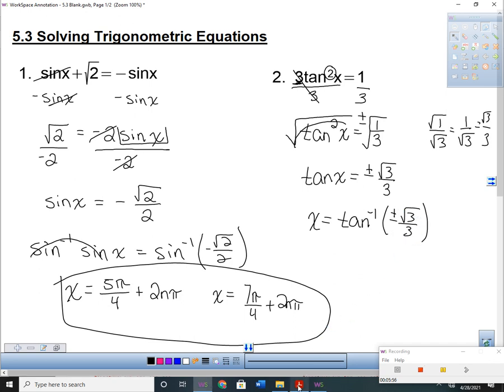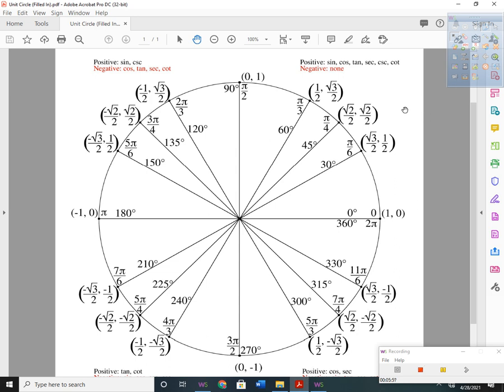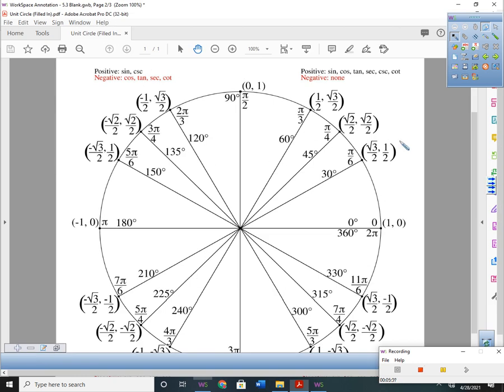So if you go to your unit circle, remember if you've written these down on your unit circle before, that means that this angle has, this is square root of 3 over 3, right? If I take the y and I divide it by the x, that's square root of 3 over 3. This would be negative square root of 3 over 3.